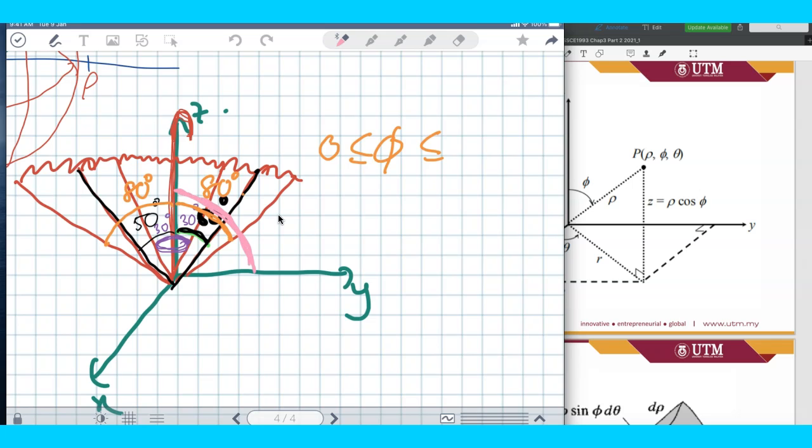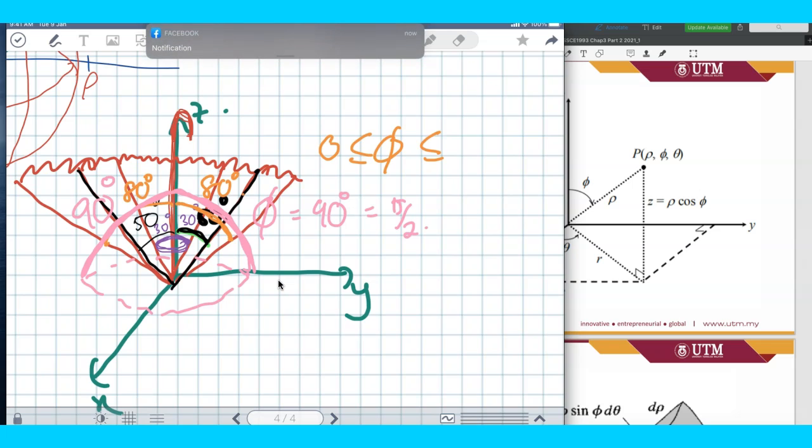So when you have this size of phi, this side is also the same size. So what is the size of this one? What is your phi? It is 90 degrees or pi over 2. So this one is also 90 degrees. So if you have this one, you don't have the cone anymore, but you have a hemisphere. Okay. So now the phi can also be 90.